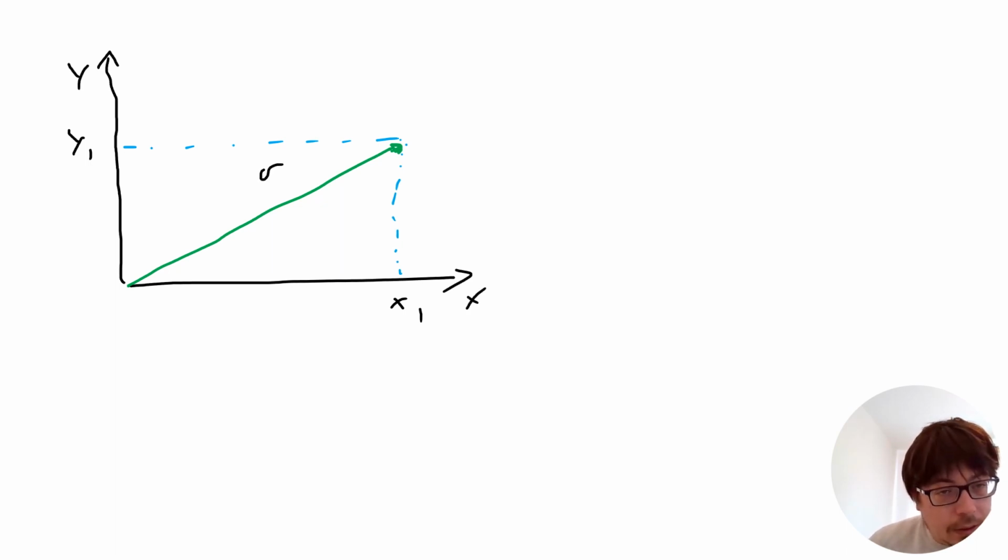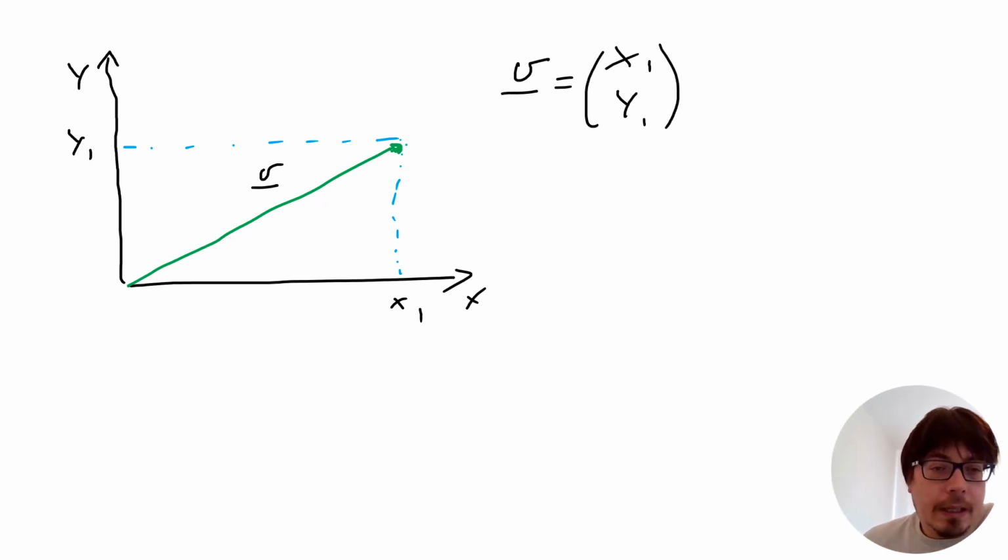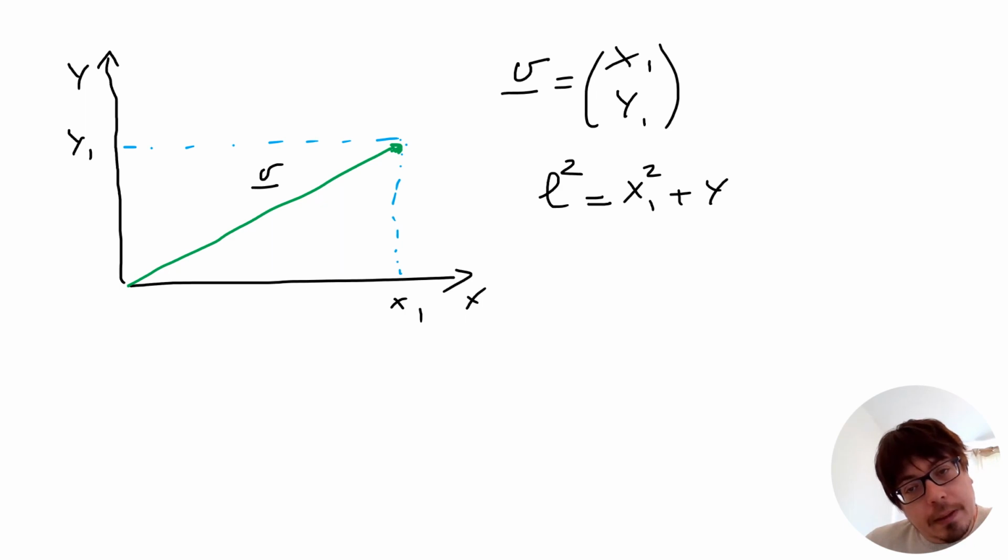So we have a vector, which we'll call v, and we remember the Pythagorean theorem, which says that the square of the cathetus and the hypotenuse are related by the following equation. So let's call L the length of the vector, and L squared, so the length squared, is the sum of these two numbers squared.